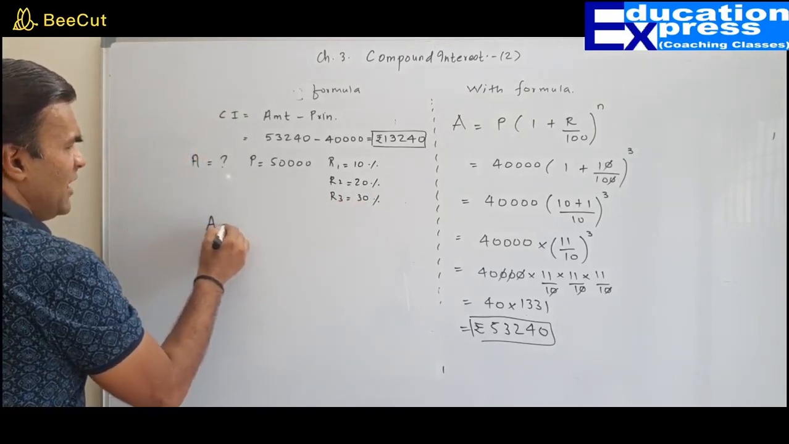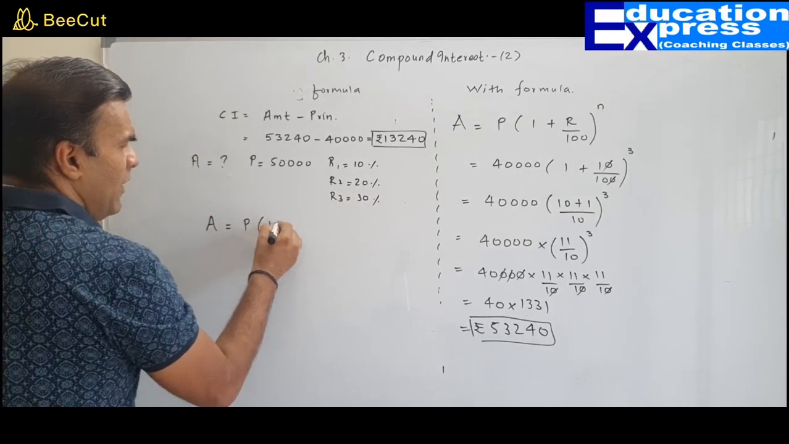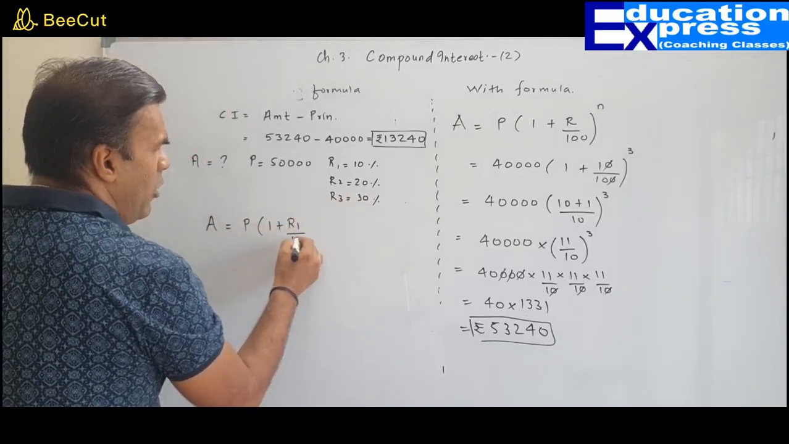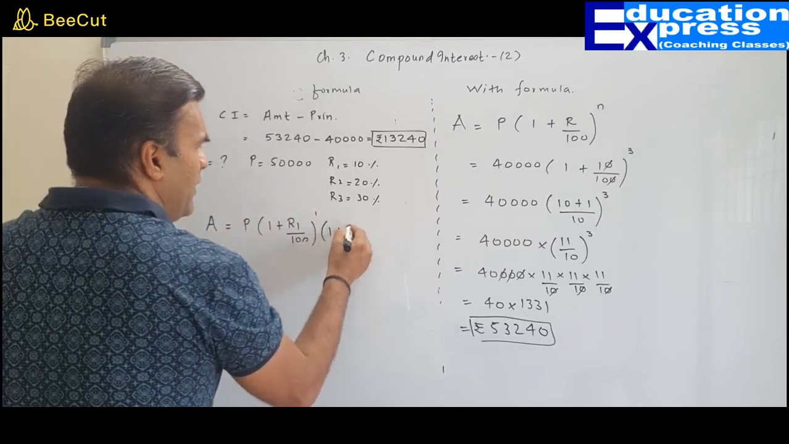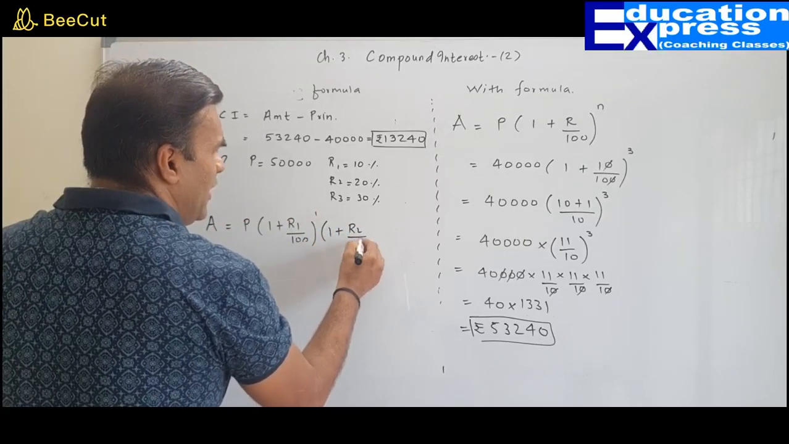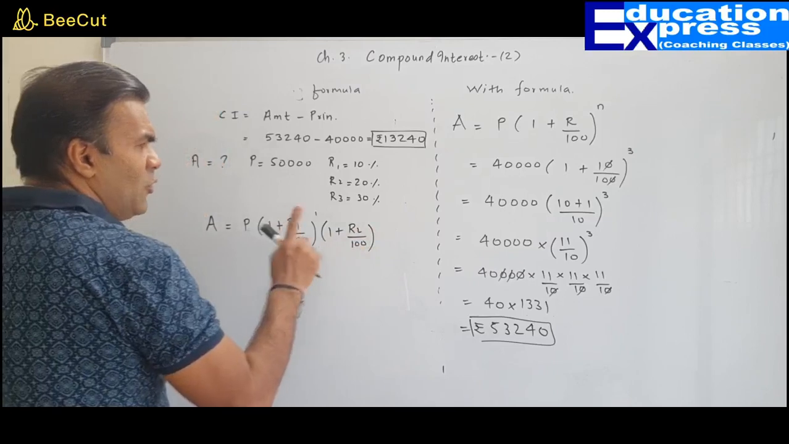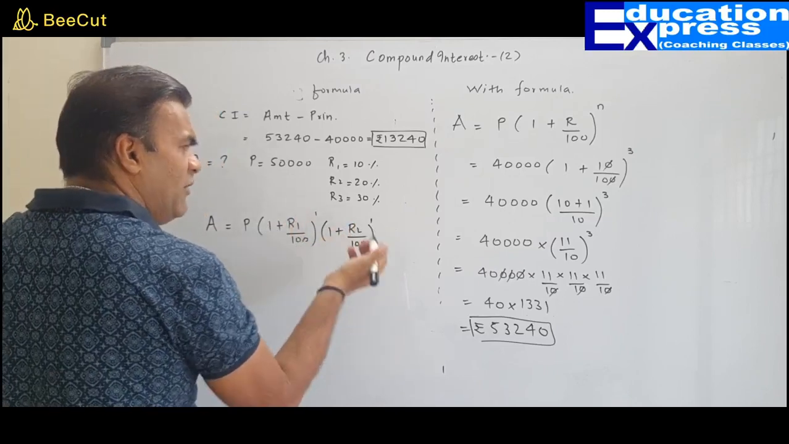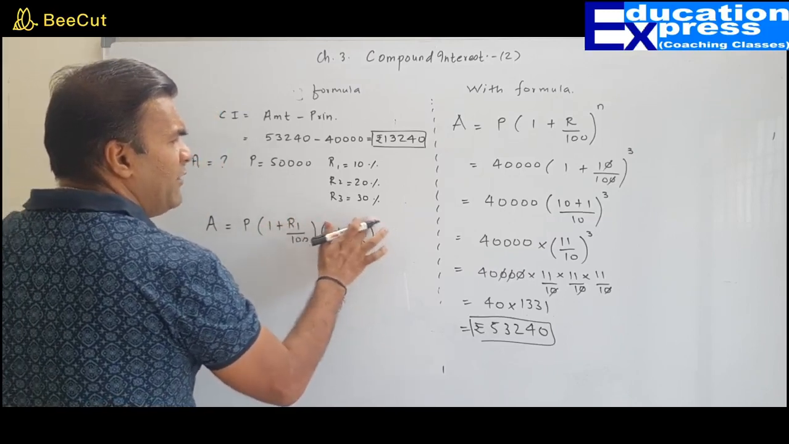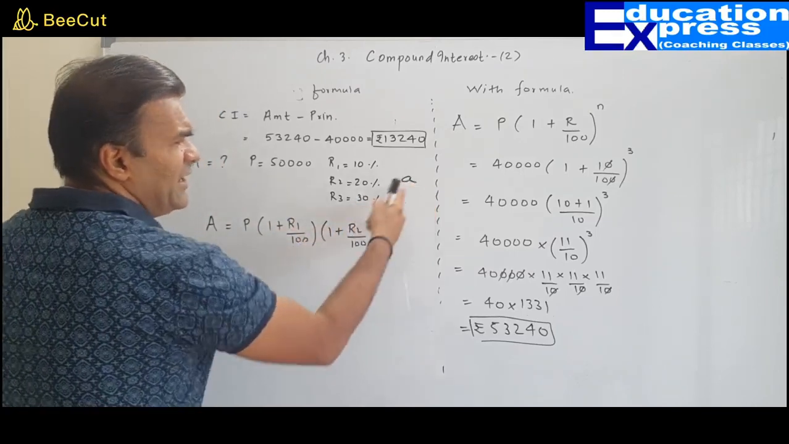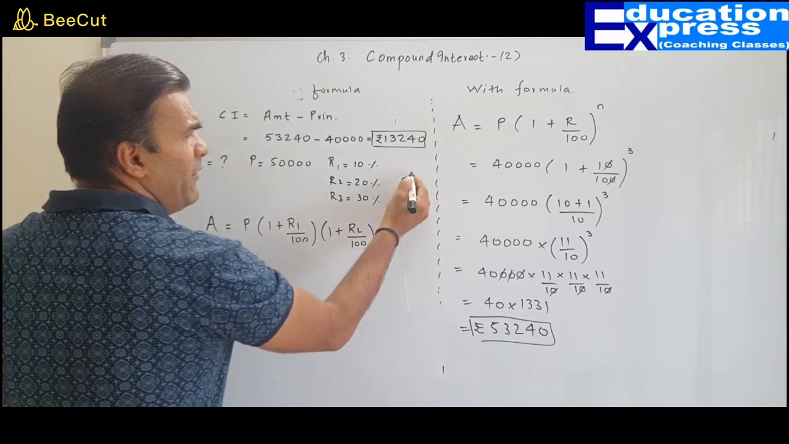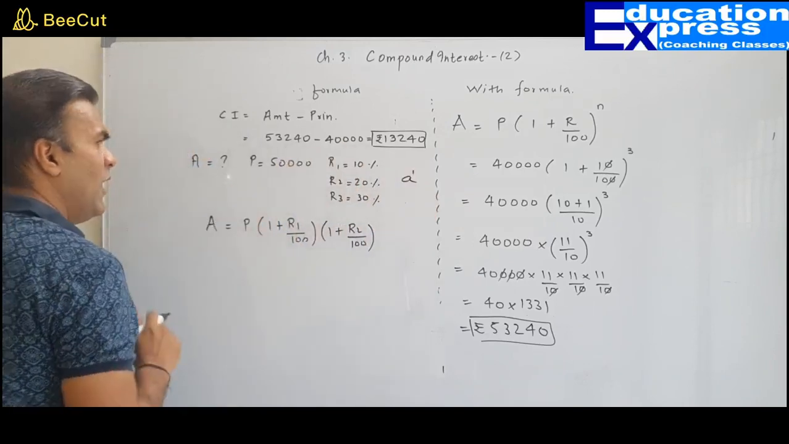My answer is amount equals P into 1 plus R1 upon 100. This is for the first year, so power 1. Then 1 plus R2 upon 100. This is for the second year, so only 1 year you will get this rate. So again power 1. It's okay if you do not write 1 also, because it is for 1 year only. If power is not there, it is always assumed that power is 1.